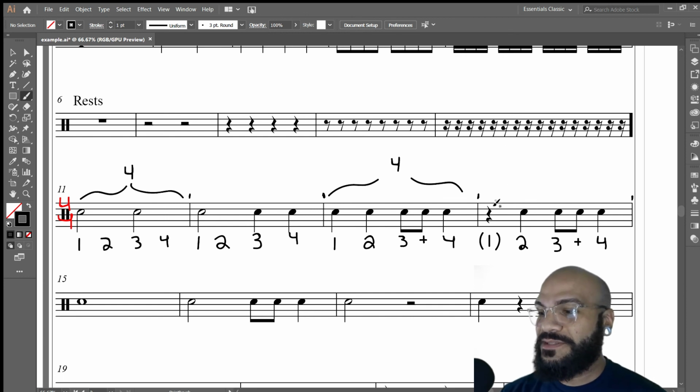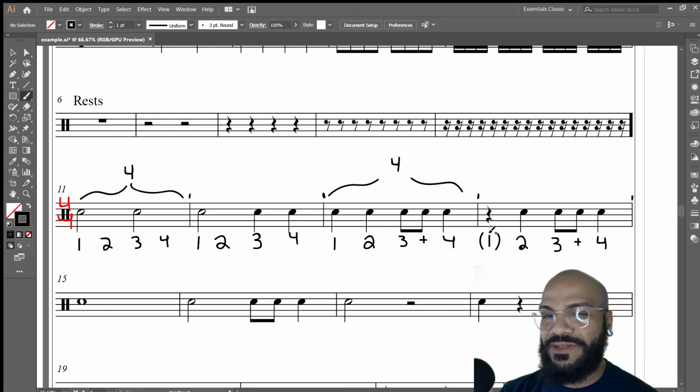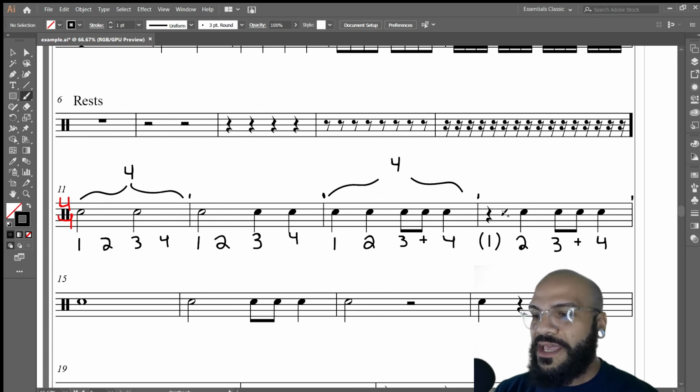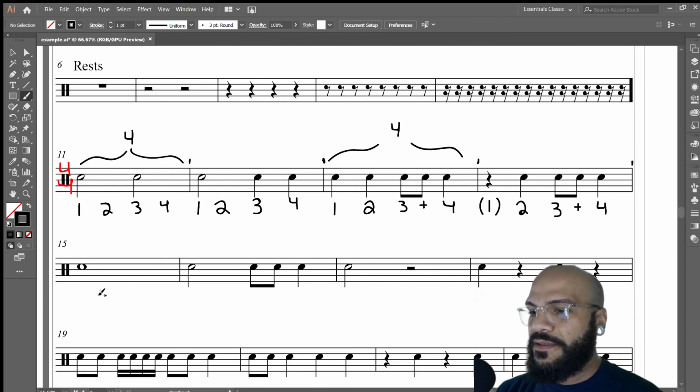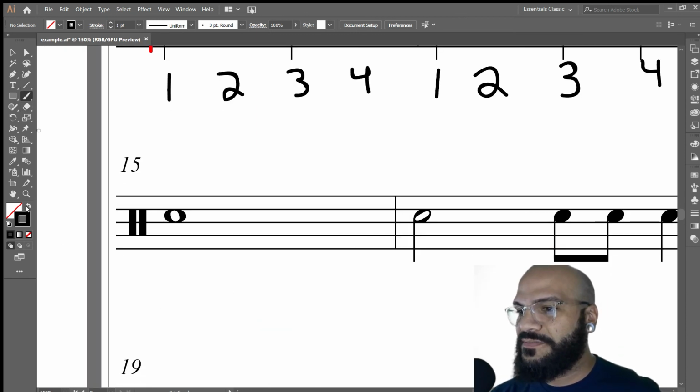So something to note is on that rest, you've got to make sure again not to play on that rest. You're still counting the full value. Sometimes it gets a little tricky because as the rest gets smaller, it's kind of hard to place it, but just make sure you keep that right on beat 1. Now starting on the next line, this is measure 15.